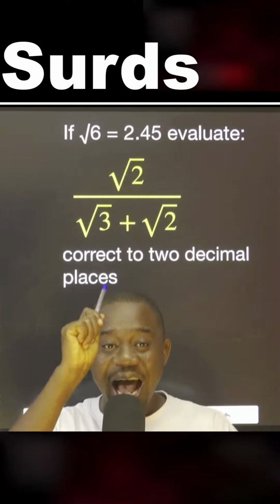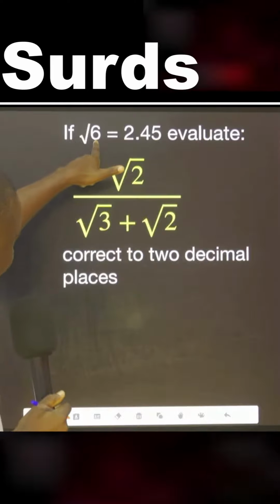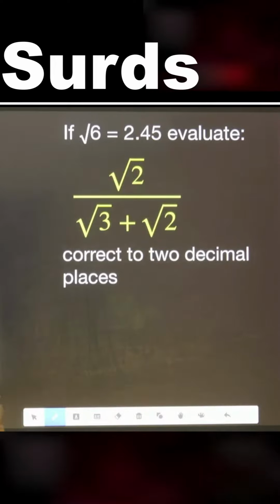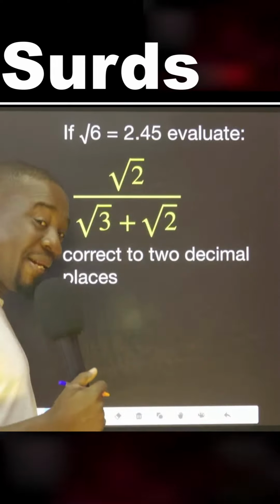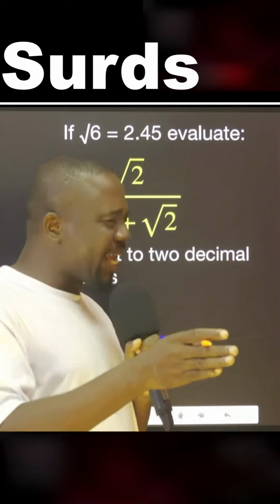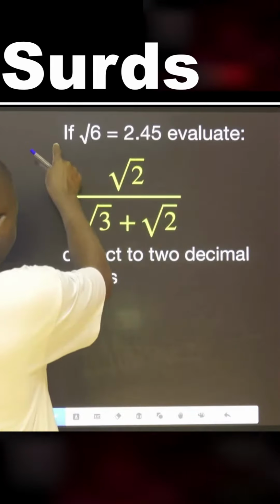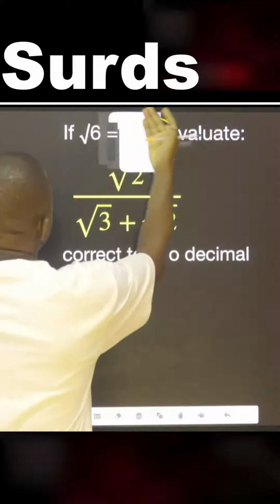Look at this. We are asked to solve this. It says, if square root of 6 is this, evaluate this, correct to 2 decimal places. Okay? My target now is, as I'm working, I'll be going towards square root of 6, because there's a tip given to us here. Okay? Let's do that.